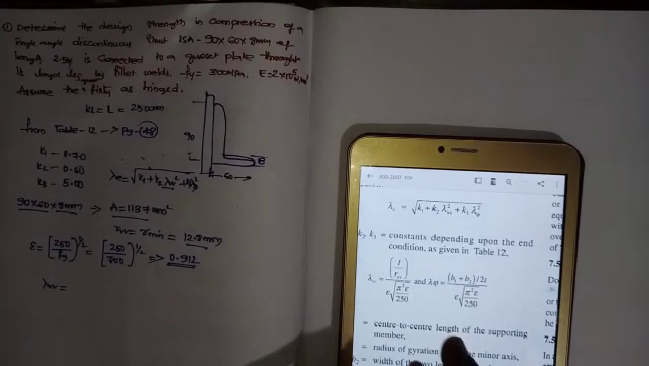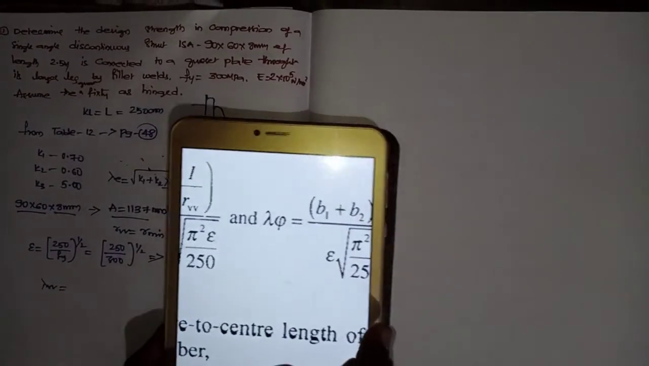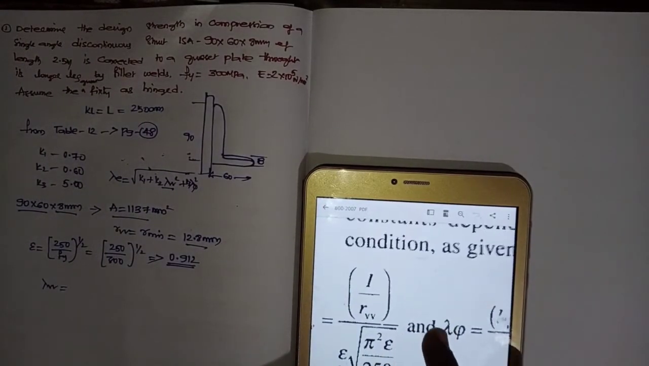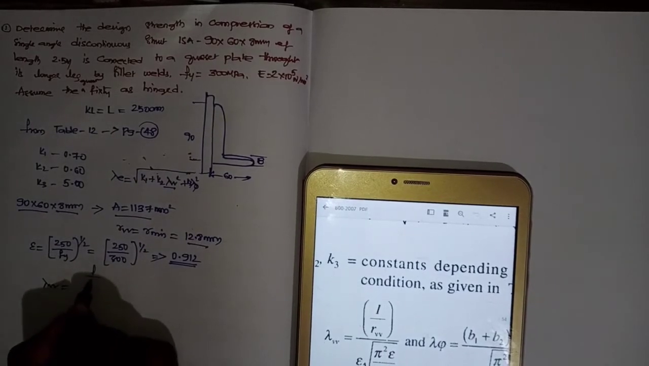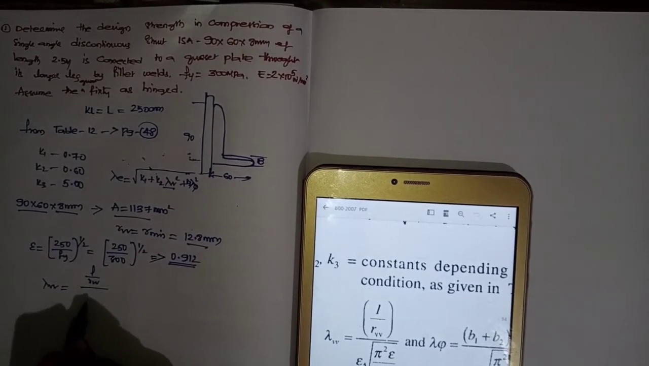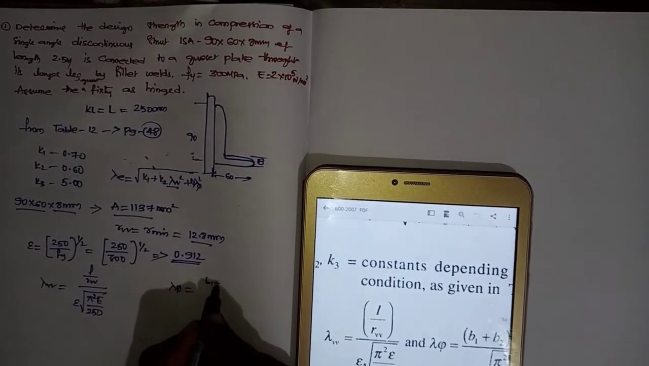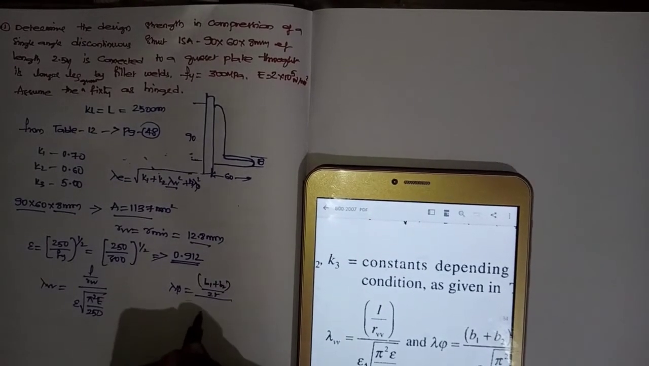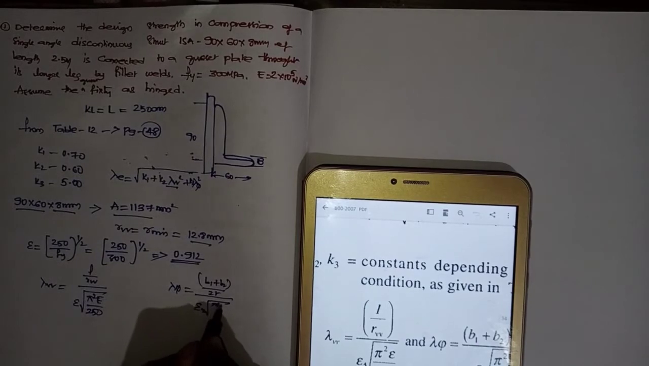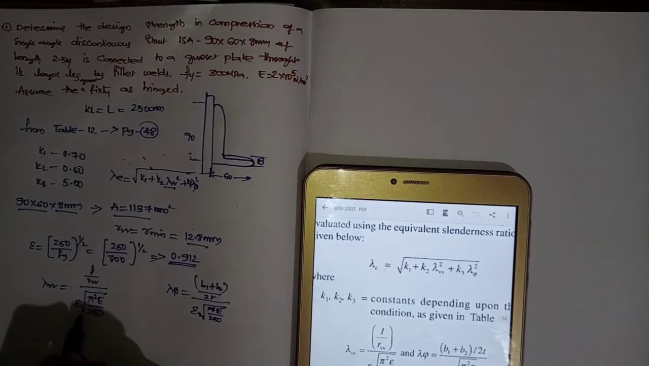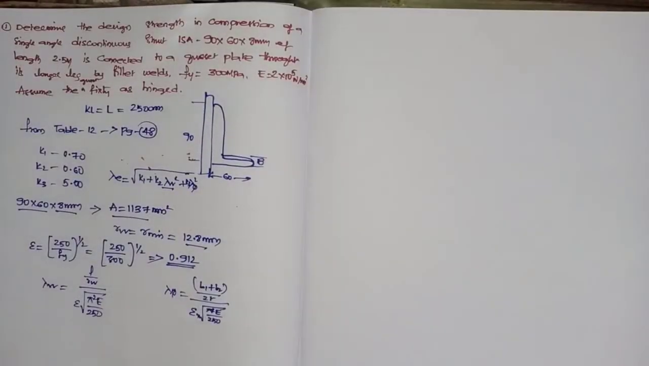Now see here, what is the formula here? Actually this light is getting disturbed because of this brightness. The formula is lambda Vb equals L by r over epsilon into the root of pi square E by 250, and lambda phi equals B1 plus B2 by 2t, divided by epsilon into the root of pi square E by 250. Okay, right. Now first we'll try to solve this one. I will keep this aside.